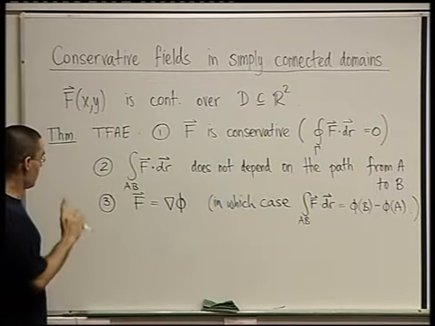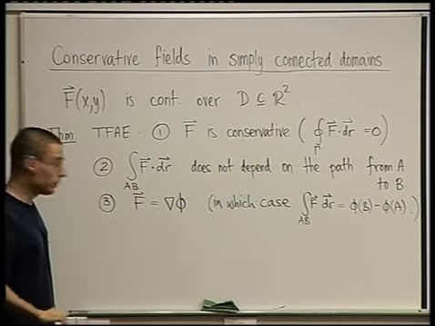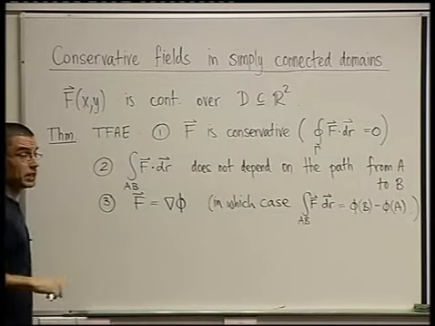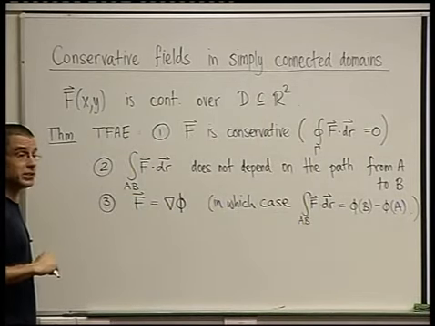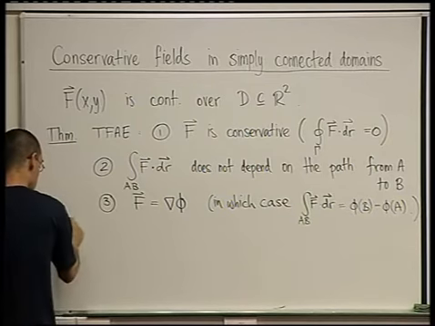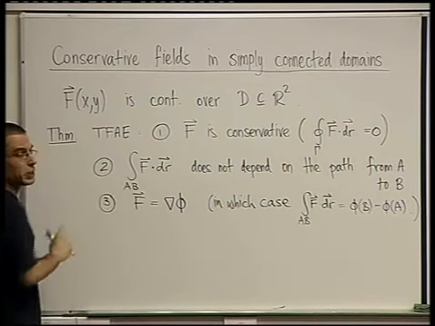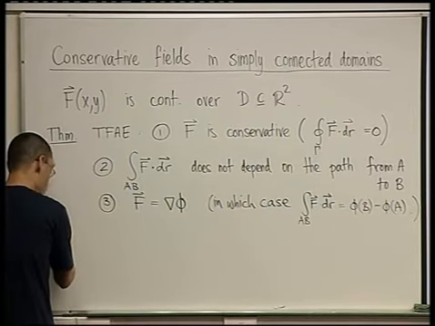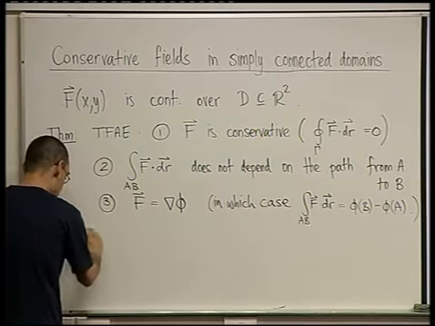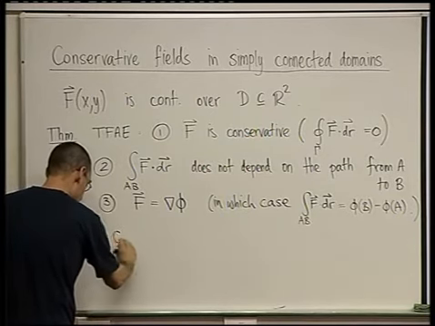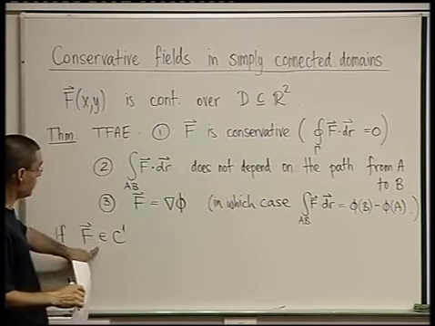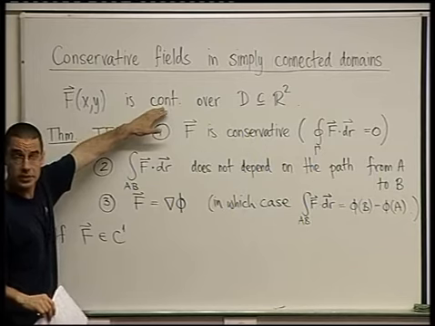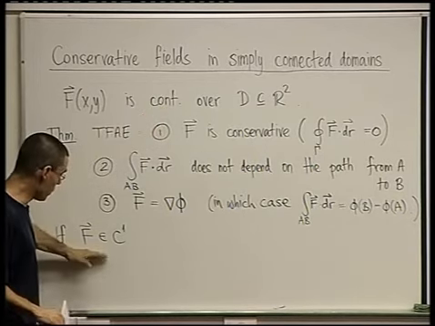Okay, so now I want to add a number 4 here. And then we're going to do examples. We didn't do examples of this, but this number 4 is the key to doing examples usually. But number 4 is going to require an additional assumption, actually 2 of them. If F is in C1, so this is an additional assumption, because for these 3, all we assumed was that F was continuous. So now we're assuming more smoothness.